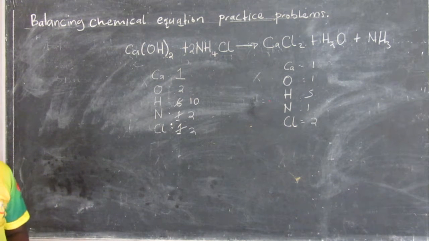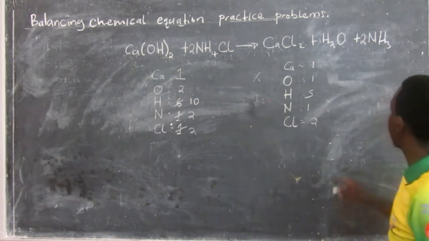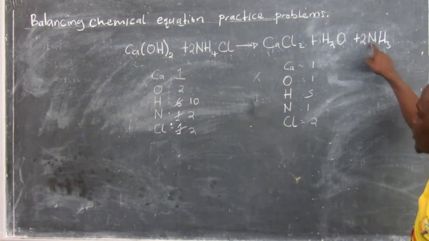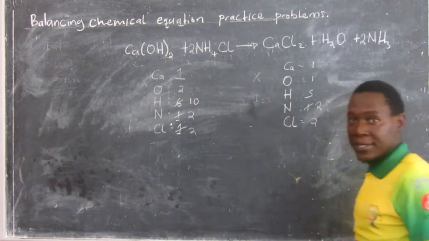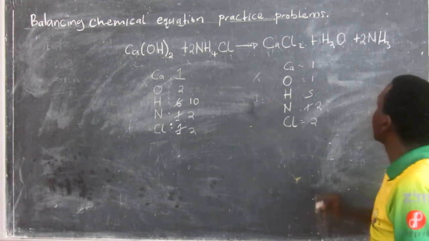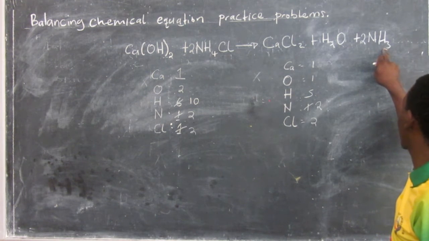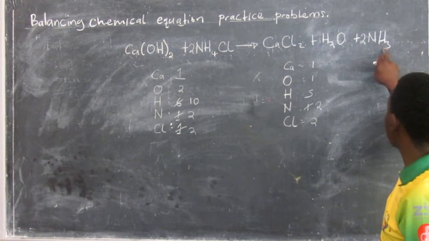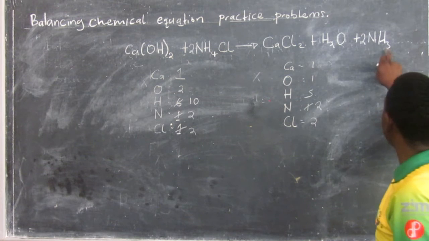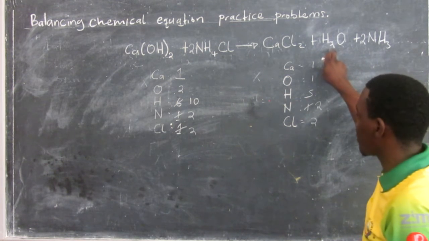In this case, if I come and I put a 2 here, meaning that I'm getting 2 times 2, there are 2 nitrogens. These are 2 nitrogens, this one becomes 2 also. In this case, nitrogen is also balanced. 2 times 3 gives us 6, plus these 2 gives us 8. Those are 8 hydrogens, but they're not 10.